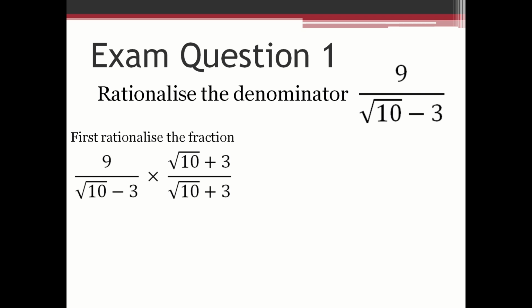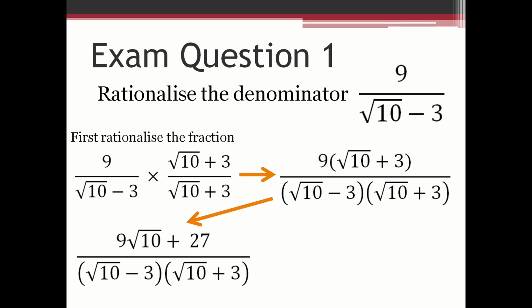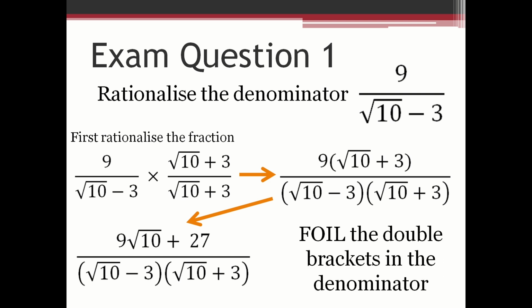So you remember, you have to put it in this format, and then it will become 9 bracket square root 10 plus 3 over bracket square root 10 minus 3 bracket square root 10 plus 3. Then you simplify the numerator to become 9 square root 10 plus 27. Then we need to FOIL the double brackets in the denominator in order to make the denominator a rational number.